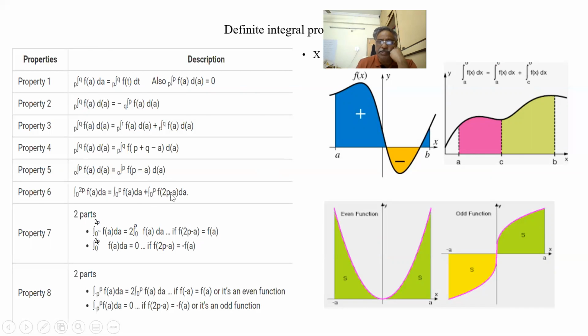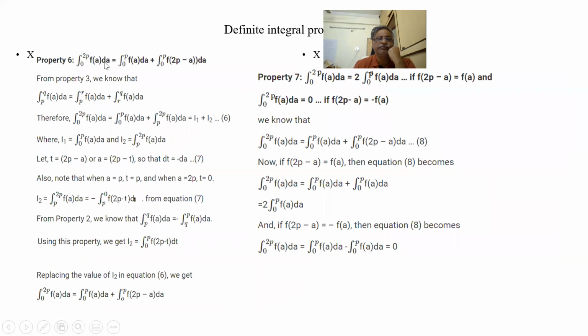Let's see property 6. Integral from 0 to 2p of f(a) dA, this we have to prove. We know this can be written as this. We can separate. This is property 3. Areas can be added continuously in two different areas. So 0 to 2p can be distributed as 0 to p and p to 2p. Let us say this is I1 and this is I2.